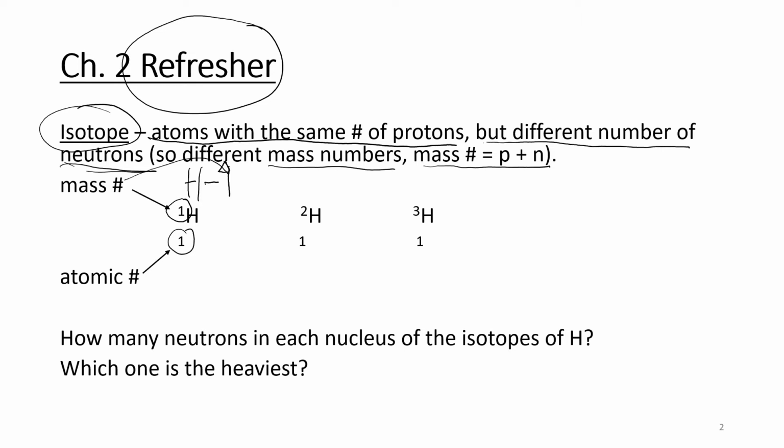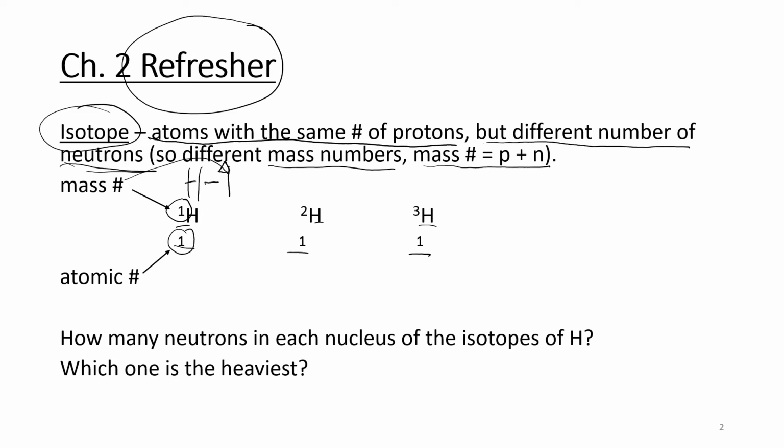So here I have three different isotopes of hydrogen. Again, they all have the same atomic number because they all have one proton, because proton tells us the identity. So they all have one proton, so they're all hydrogen. But their masses can vary. How heavy are they comparing one to the other is going to be determined by the number of neutrons.